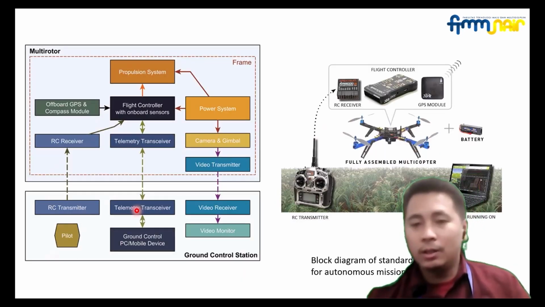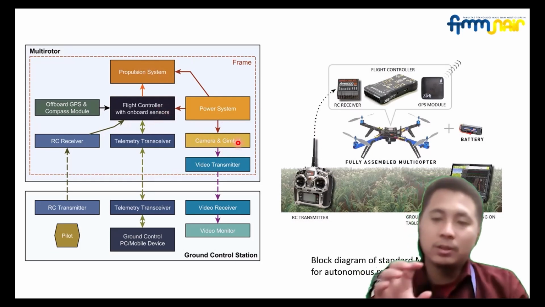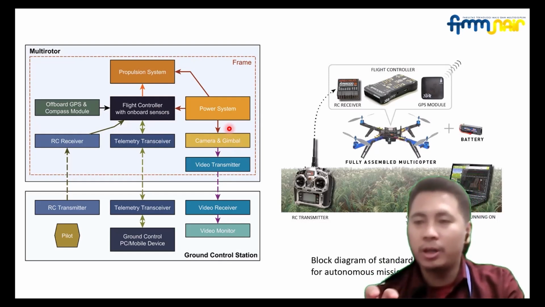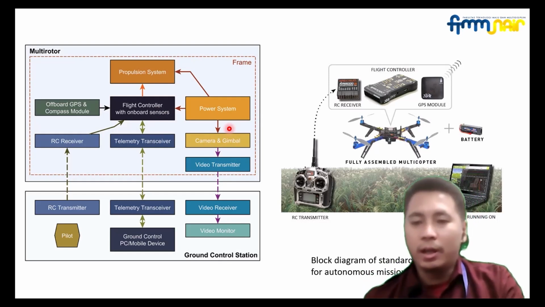And this is the block diagram of a standard multicopter. You have propulsion system, power system, and camera and gimbal. Gimbal is the mounting system that makes the camera steady. And also you have a video transmitter here.